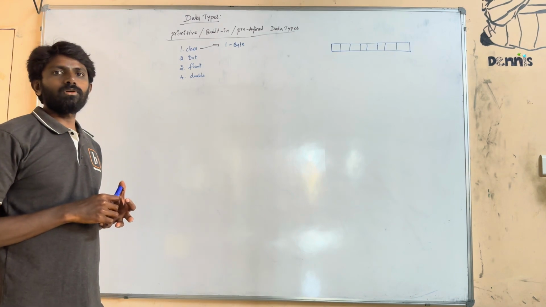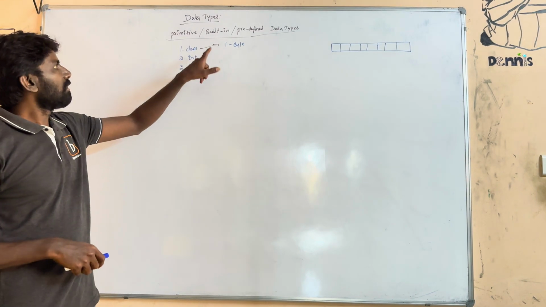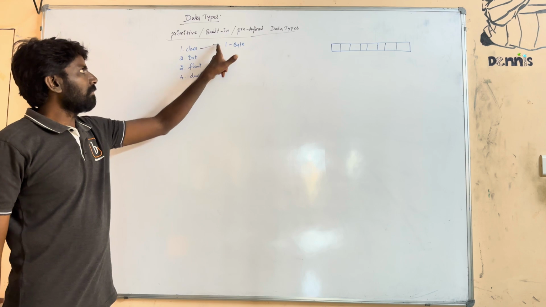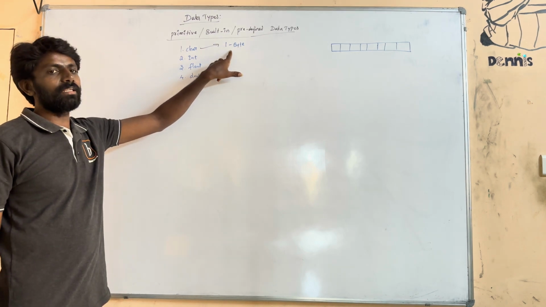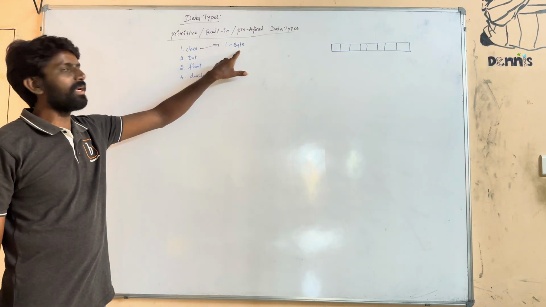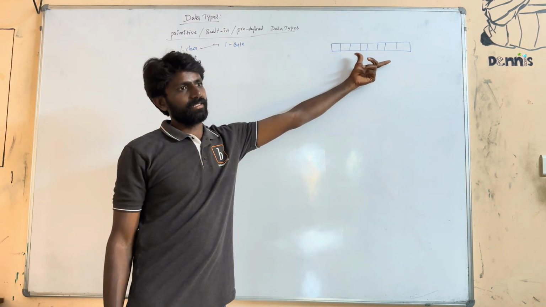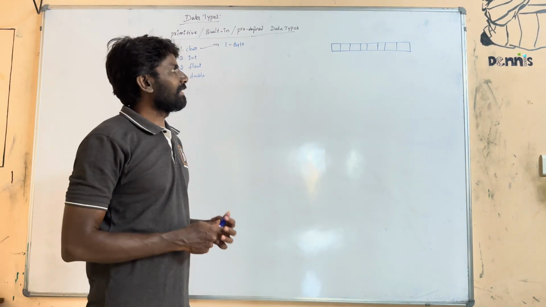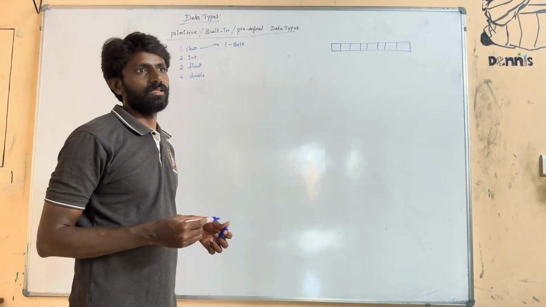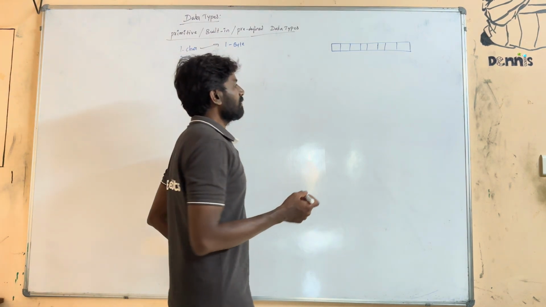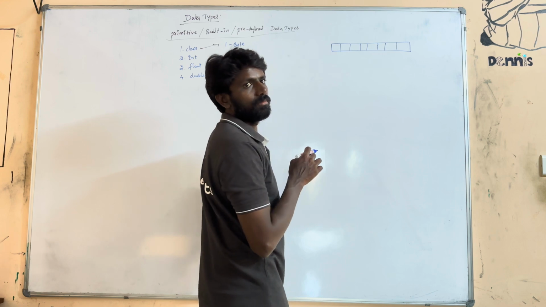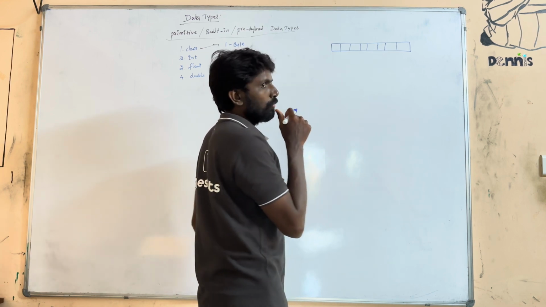Okay, we'll see about the character data type. For all character data type variables, 1 byte of memory is allocated. 1 byte is nothing but 8 bits. Now in these 8 bits of memory, what is the range of values you can store?